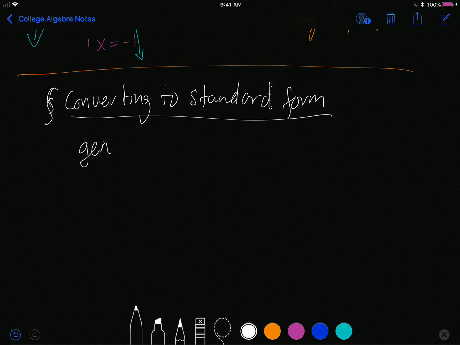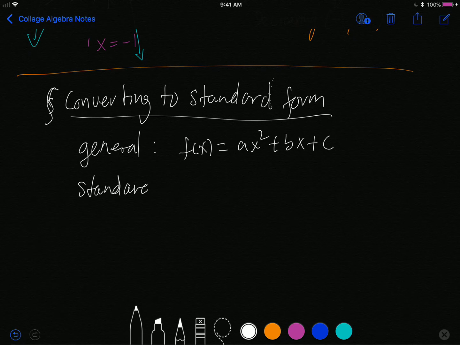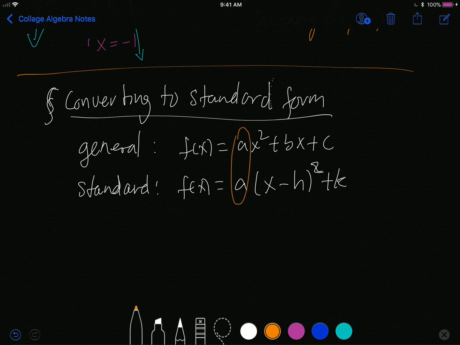The general form is f of x equals ax squared plus bx plus c. And then the standard form is f of x equals a times x minus h squared plus k. Well, the a's are always exactly the same. So that makes our lives really easy. If I have an equation in general form and I want to convert it to standard form, I already have half the problem done. I have a. The other key thing is that h and k make up the vertex.